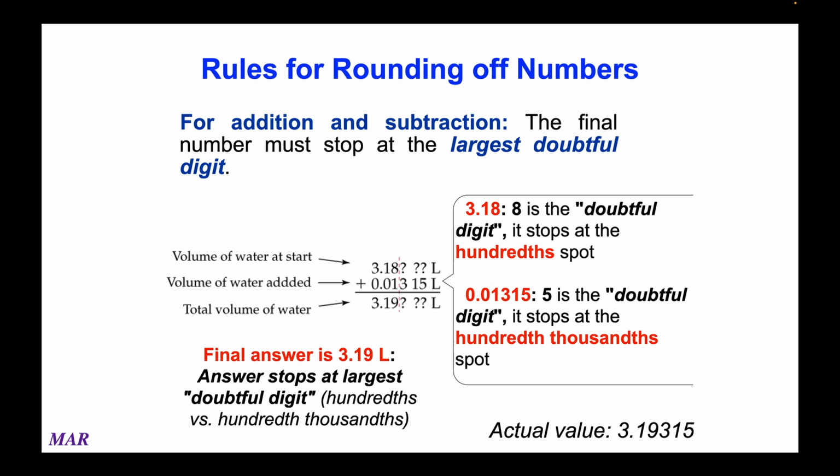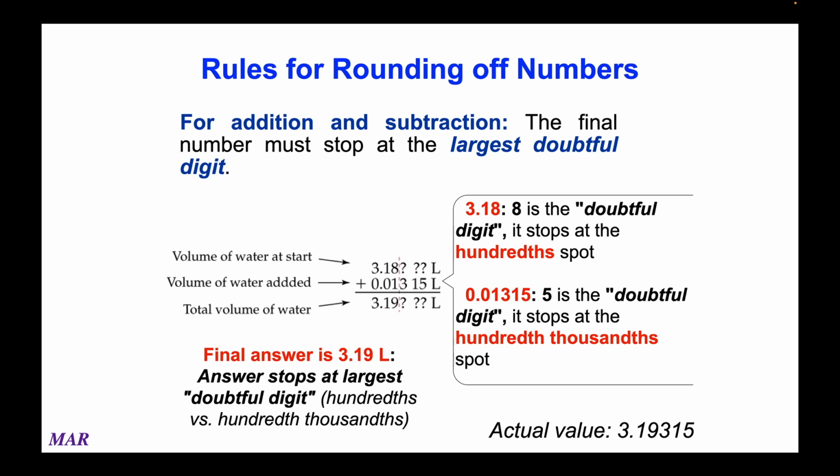So the final answer that you get, you have to cut it off at what I call the largest doubtful digit. It's the last number that we have confidence in. And in 3.18, that means the 100th spot is where we're going to cut it off. So we would call this 3.19. The 3, 1, and 5 that the calculator gives us, we have no confidence in those values because we don't know what's to the right of the 8.